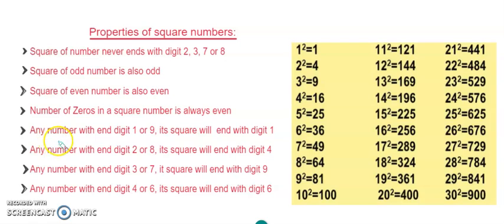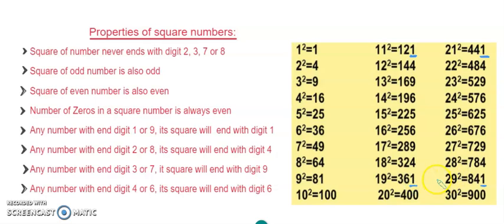Next, any number with unit digit 1 or 9, its square will end with 1. So you can see 1 squared is 1, 9 squared is 81, 11 squared is 121, 19 squared is 361, 21 squared is 441, 29 squared is 841. So if the number whose square we are going to find ends with 1 or 9, like 11 ends with 1 and 19 ends with 9, 21 ends with 1 and 29 ends with 9, the square of these numbers ends with digit 1. Can you see here? 1, 1, 1, 1.